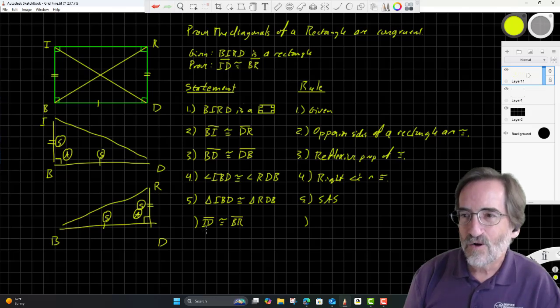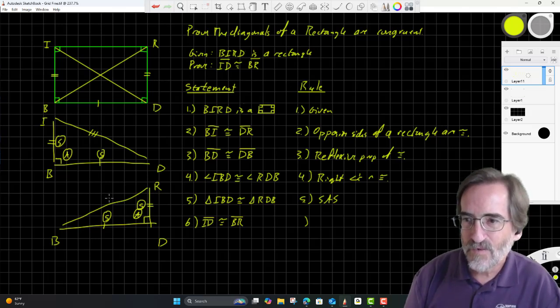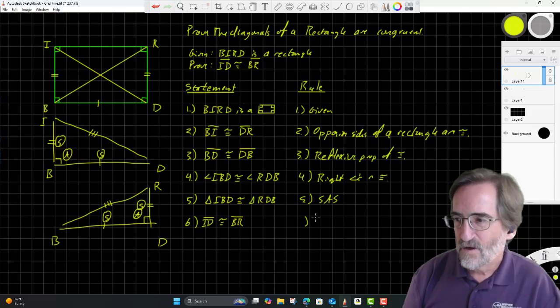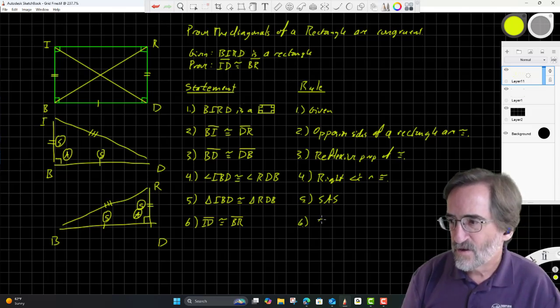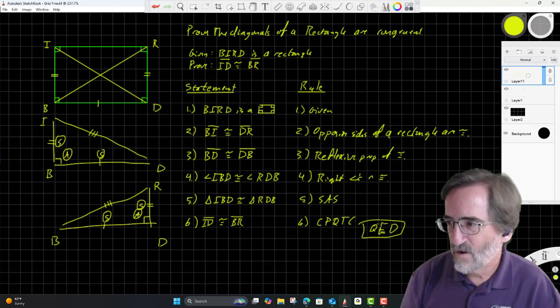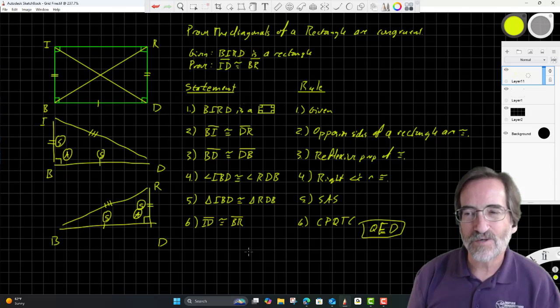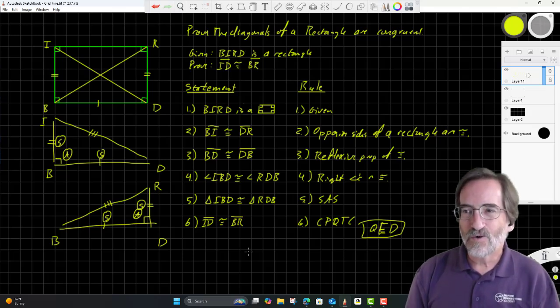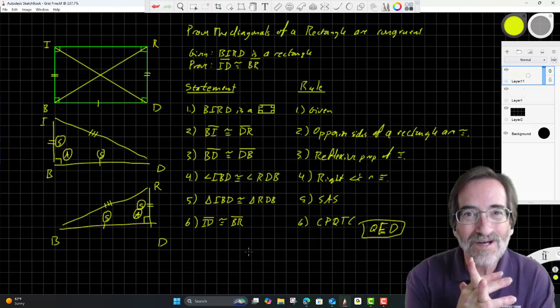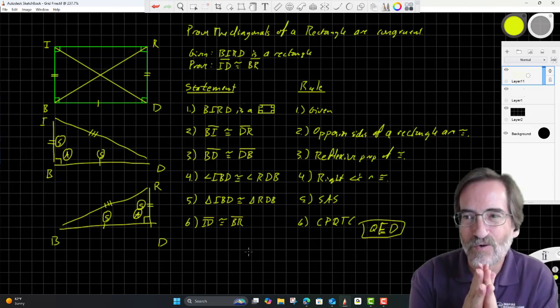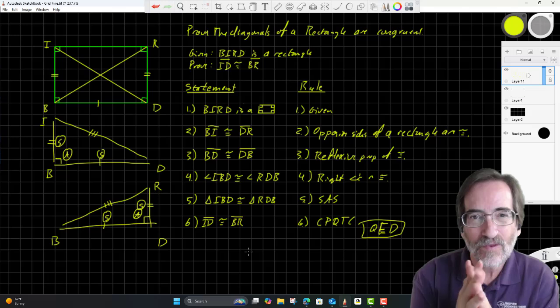Now what do we know about congruent triangles? They have congruent corresponding parts. So step 6, ID is congruent to BR because corresponding parts of congruent triangles are congruent. Quod erat demonstrandum, I said it, therefore I proved it. Quod erat demonstrandum, right? And so there you have it. There's a proof that the diagonals of a rectangle are congruent. So if you have a rectangle, they are congruent.